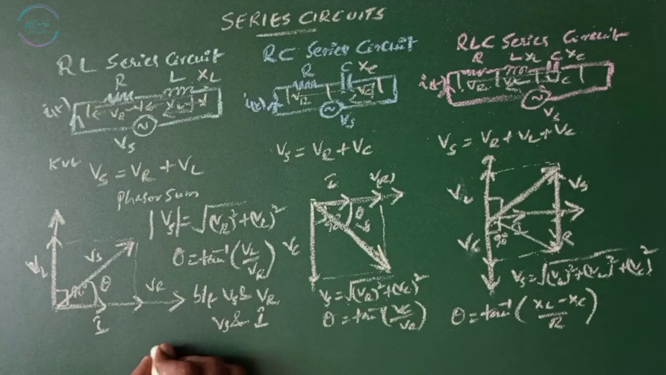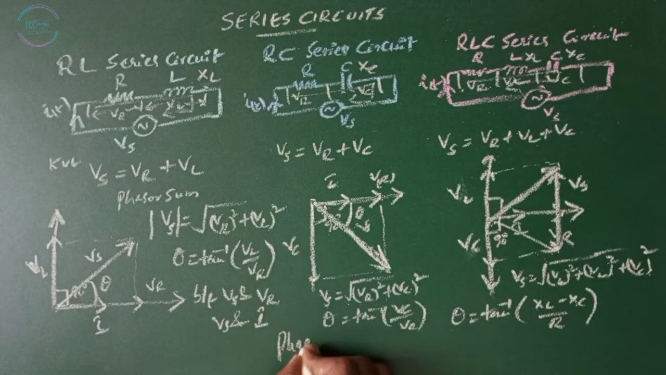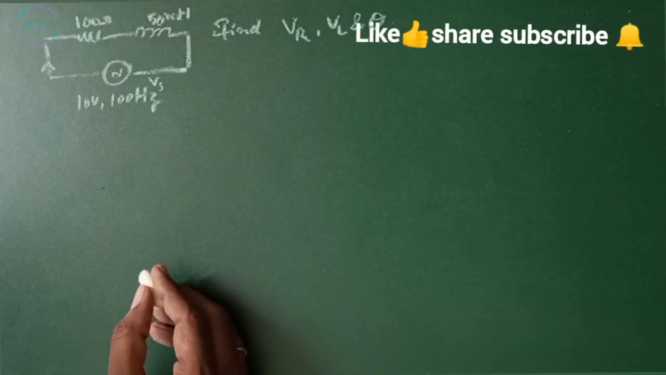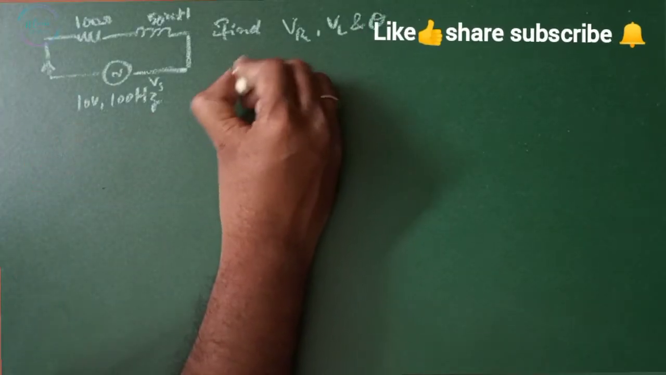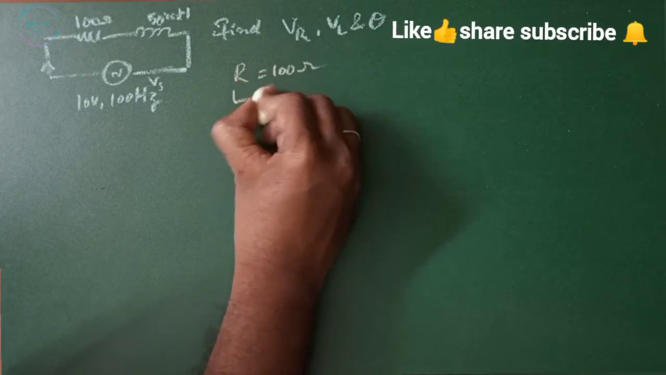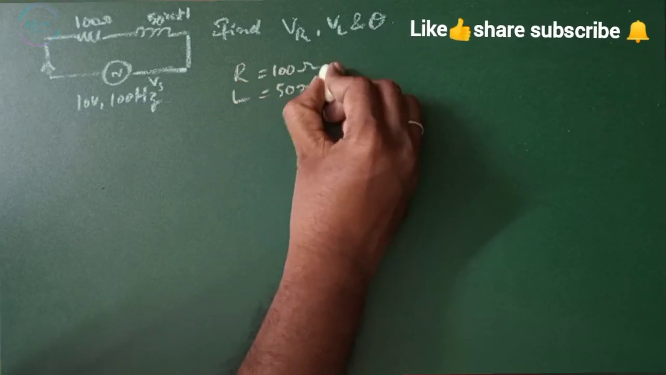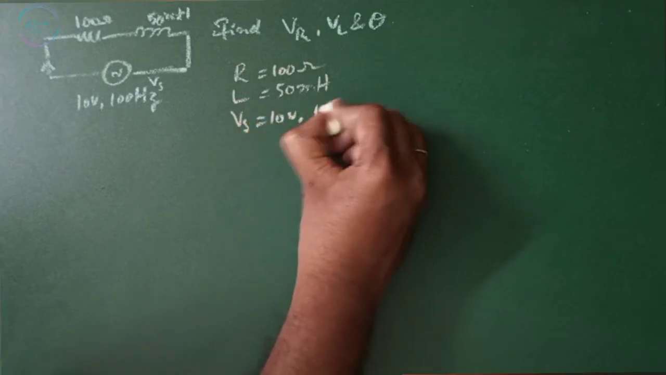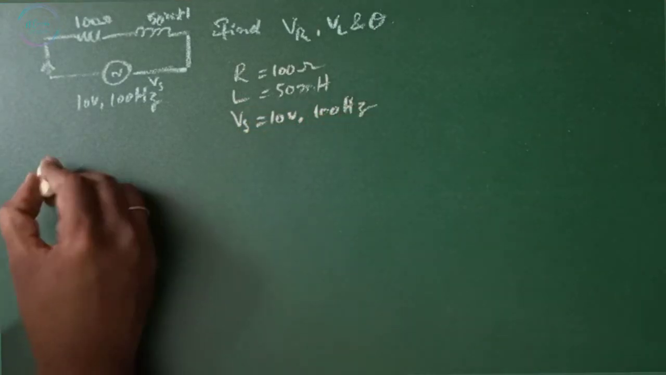Now these are the phasor diagrams for different series circuits. For the given circuit, find Vr, VL and theta. Here R is given, that is 100 ohms, and L is 50 millihenries, and Vs is given, that is 10 volts, 100 Hz. Now we need to find out the Z.